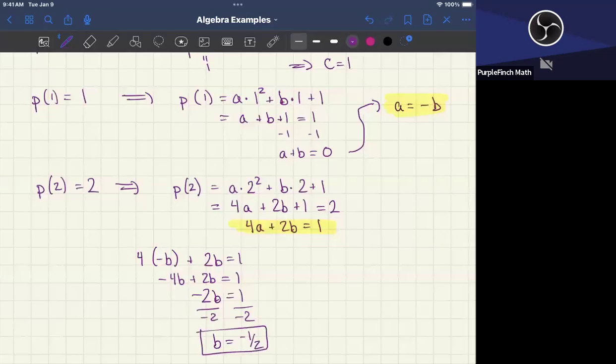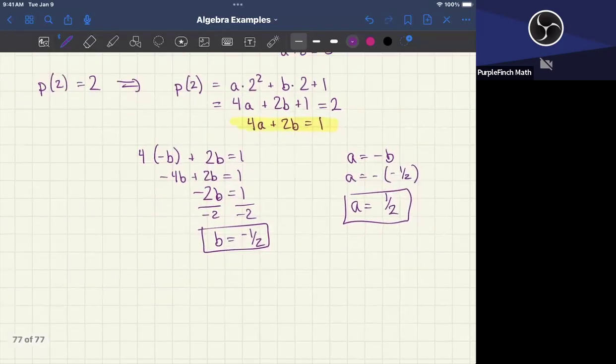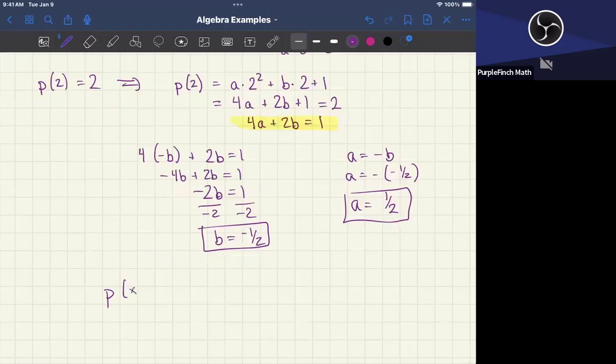So there's our b value. Here's our c value. Last value, a is equal to negative b. A is equal to negative, our b is a negative 1/2. When we have the double negative, that turns into a positive. So our a is equal to 1/2, which means if we put this together, our polynomial is 1/2, so there's our a value, x squared, minus 1/2 x plus 1.